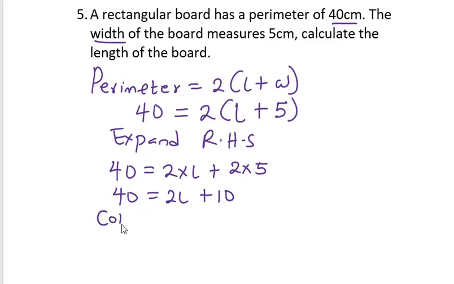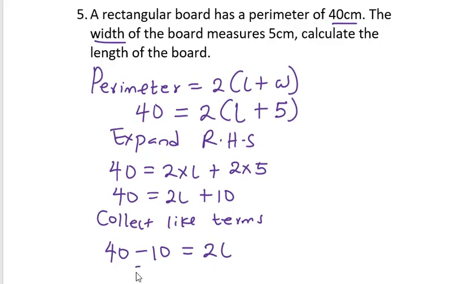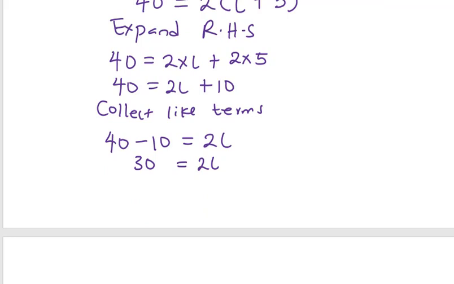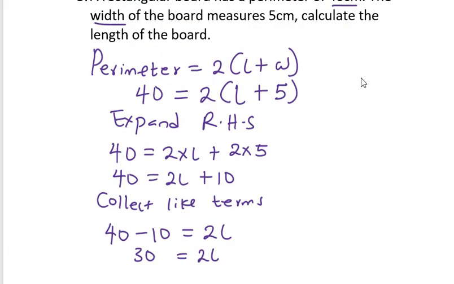We collect like terms. We are collecting like terms because 2L and 10 cannot add, so we need to take 10 over to this end. So 40 minus 10 is equal to 2L. 40 minus 10 is what? It is 30, equal to 2L. Okay, let's just go down a little bit and continue solving. We don't have much space there, so let's just continue here. But while writing, you can just write it straight if you want to, go take note of this and all that.